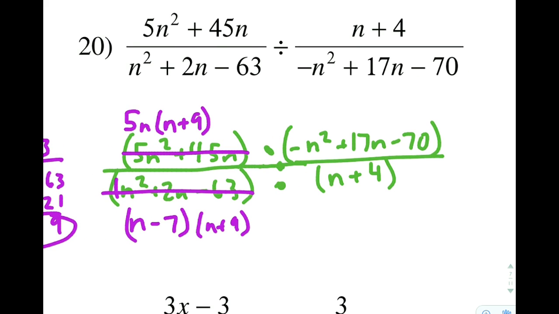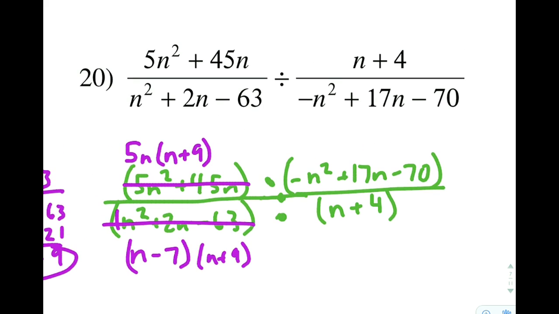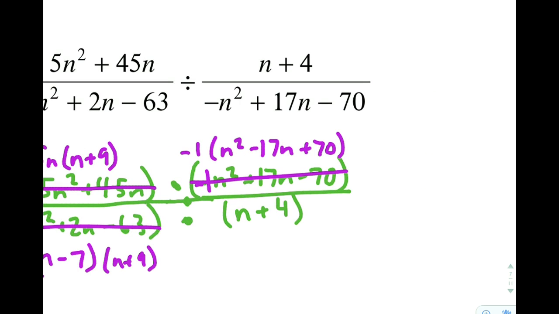The n plus 4 down here is as factored as it can get, so I'll leave that. This one here, I do not have a positive 1 in front of n squared, I have a negative 1, so that's going to be an issue. Let's factor that out and make it a positive 1 inside. So I switch all those signs. Next step, I'm looking for two things now, because I have a trinomial with a equal to 1, I have two numbers that multiply to 70 and add to negative 17.